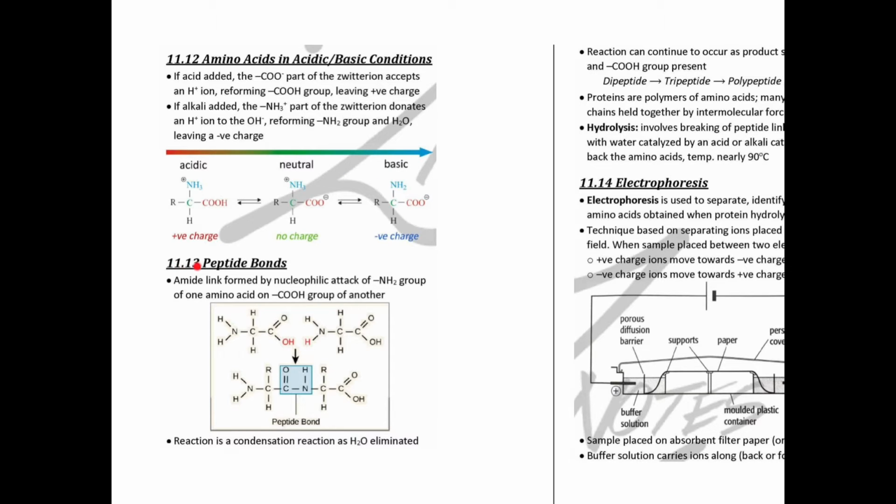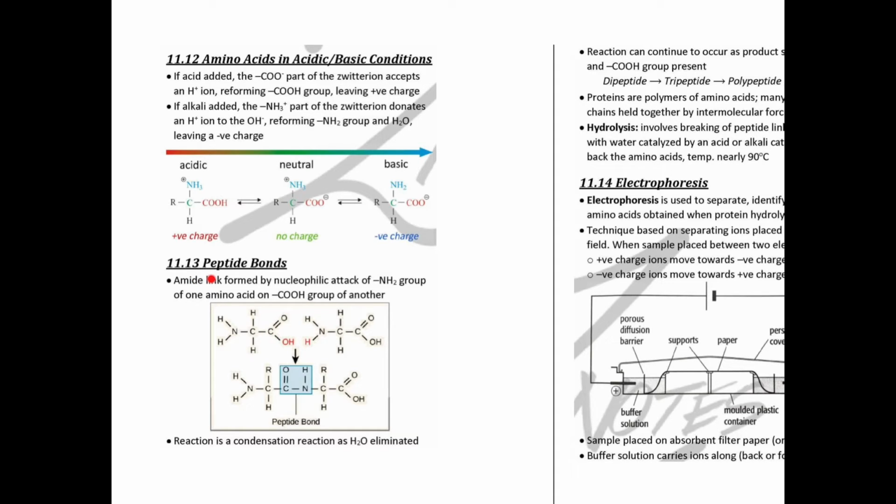Now 11.13, peptide bonds. A peptide bond is where two amino acids join up, and the bond in between is the amide. You know this is the amide group. This amide group here is called a peptide bond. Should we call it amide? Of course you can also call it amide. You can also call it a peptide bond specifically when it involves two amino acids.